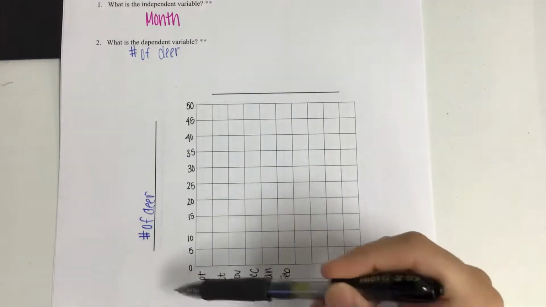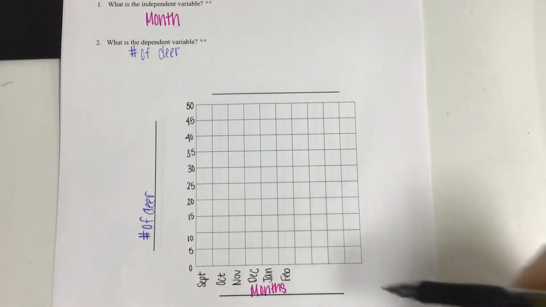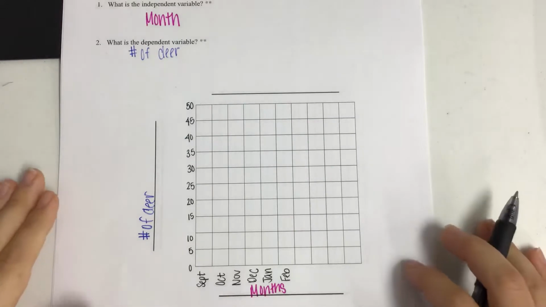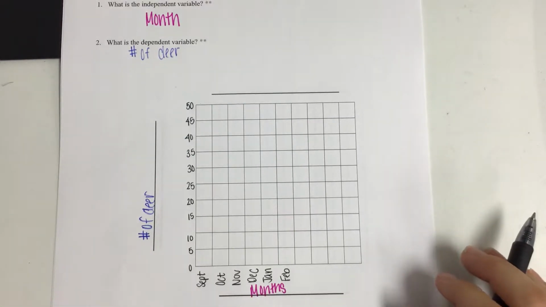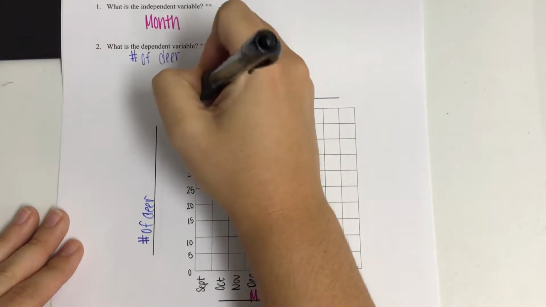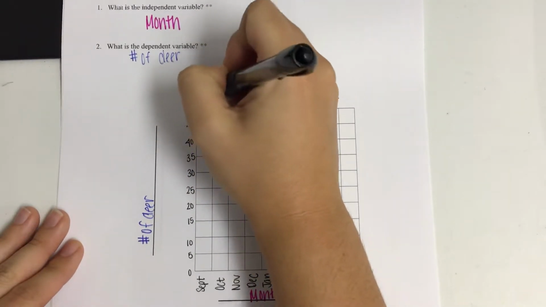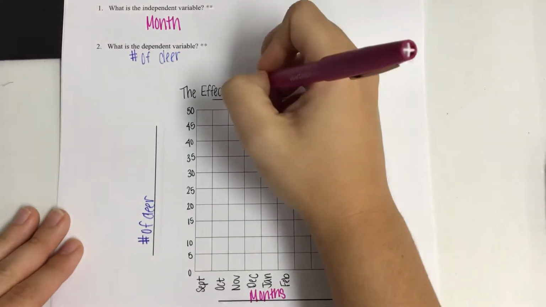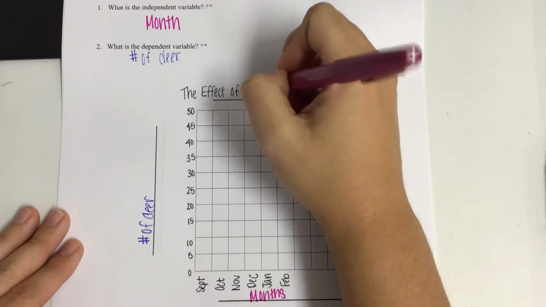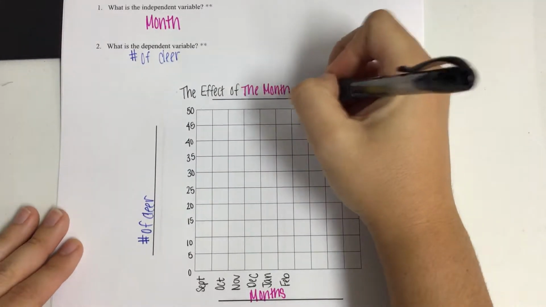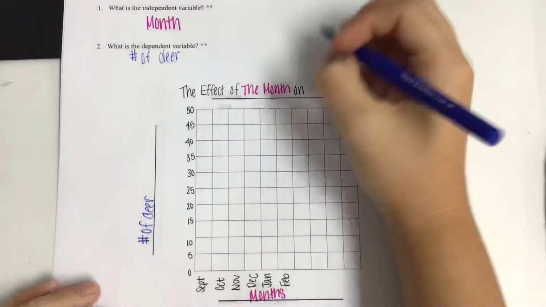Okay, so we have these labeled, numbered and categorized, so now let's go ahead and write our title. Remember, our title is the effect of independent on dependent. So our title here is going to be the effect of the month on the number of deer.